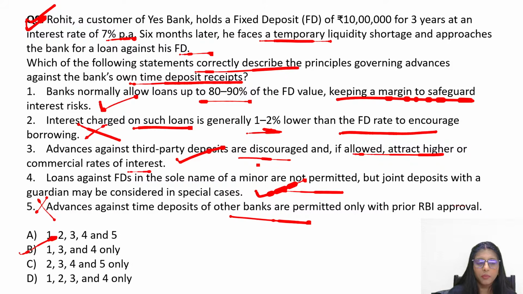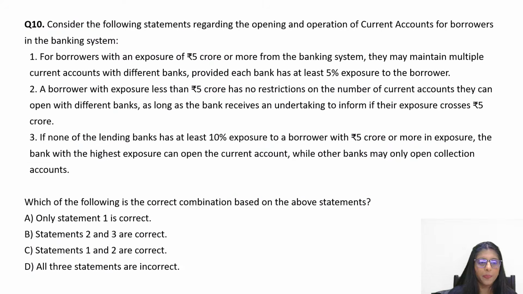Okay. Next question. Consider the following statements regarding opening and operation of current accounts for borrowers in the banking system. For borrowers with exposure of 5 crores or more from the banking system, they may maintain multiple current accounts with different banks, provided each bank has at least 5% exposure to the borrower. It's incorrect.